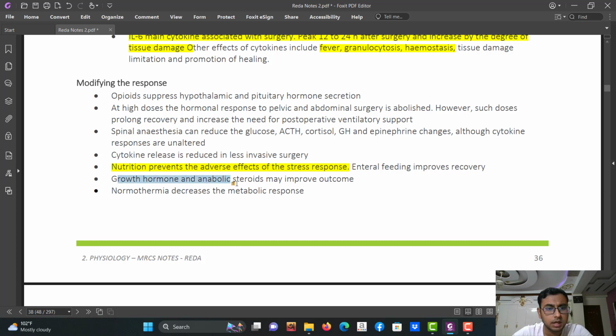And growth hormone and anabolic steroids may improve outcomes. So sometimes we may need to give steroids for improved outcomes. So enteral feeding improves outcomes, and normothermia decreases the metabolic response. So sometimes we must keep the patient warm, because hypothermia can increase the stress response.